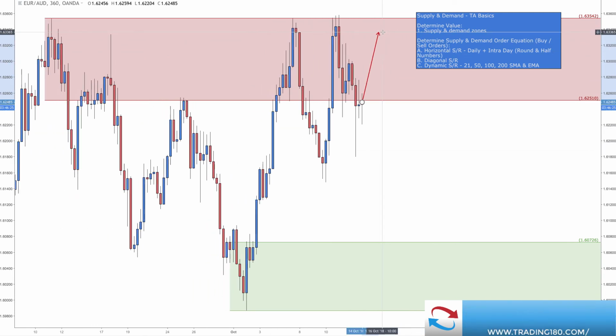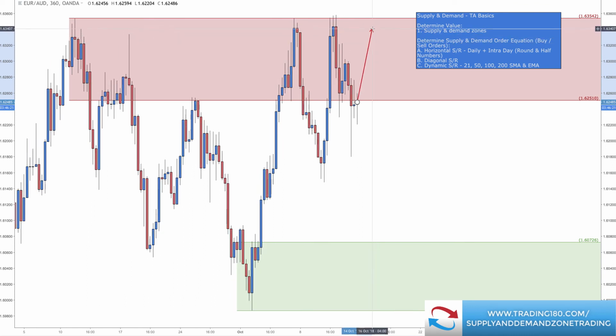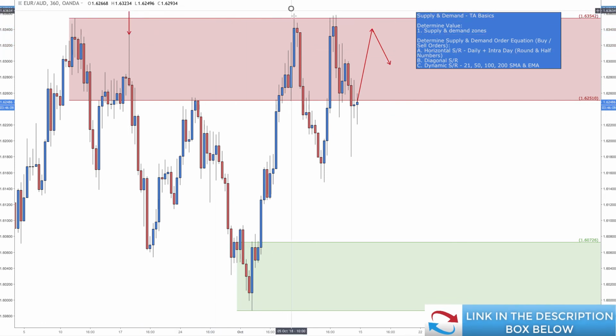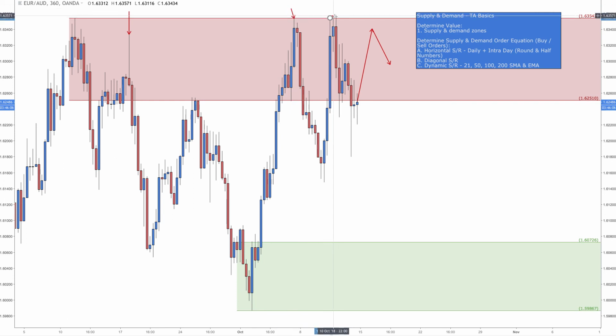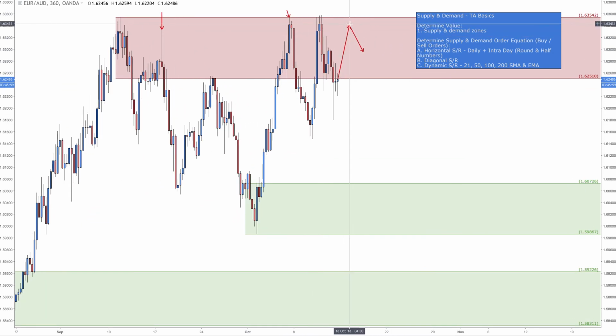If you're looking at being a seller, then again, you'd probably be looking for price to come up into here. But as we've touched this level once, twice, say this is the first time really, then the second time, which is fine, the third time, which is okay, but now we're coming up into the fourth time. It's not desirable, as we know that levels tend to get weaker the more times they are touched.